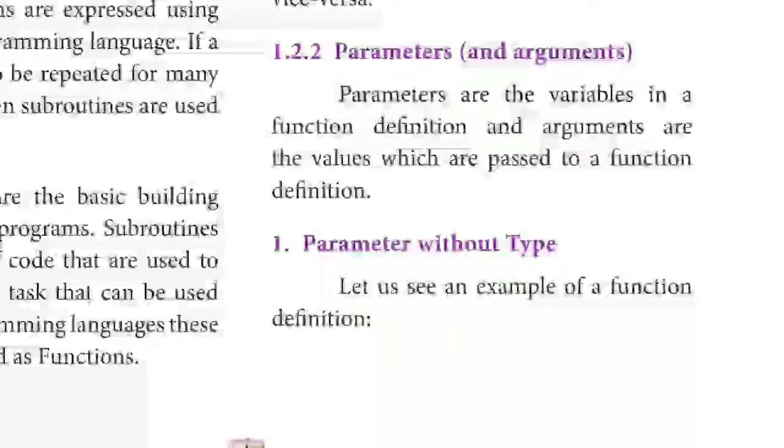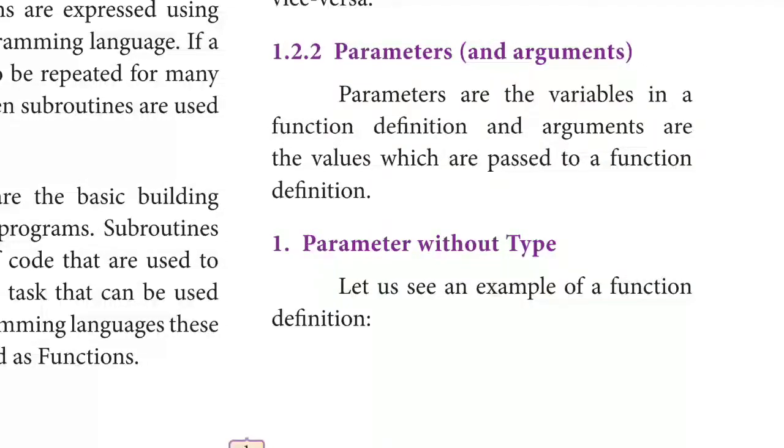So next is parameter. Parameters are the variables in the function definition, and the arguments are the values which are passed to the function definition. So mostly all these things are the same. Okay, parameters, arguments, both are the same. So they provide variable values to the function.